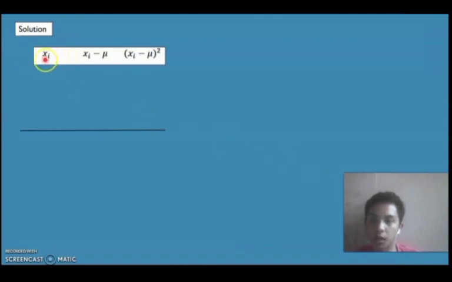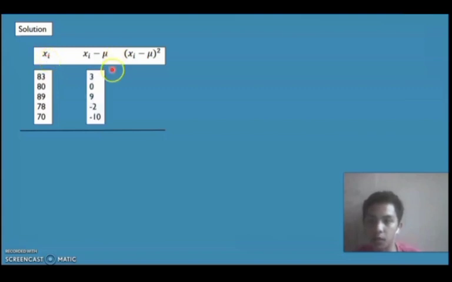We have here the x, which is the data set or the values, and x minus the mean, and the difference of this will be squared here. This is the data set value x, and this is the difference obtained by subtracting the mean from the value.